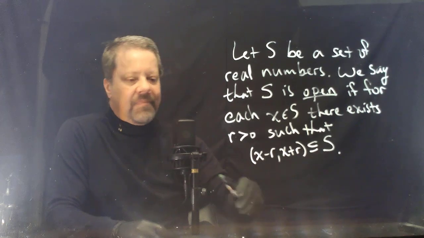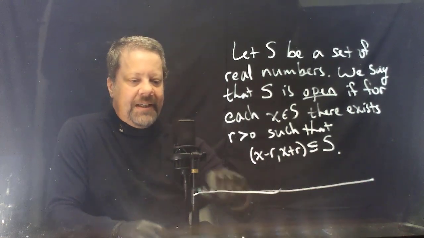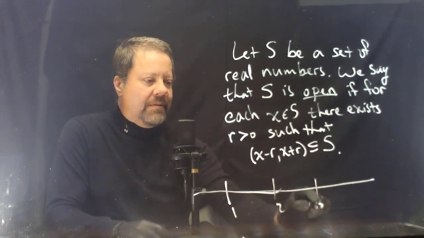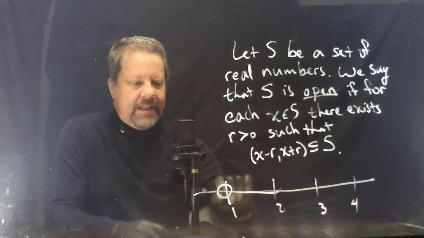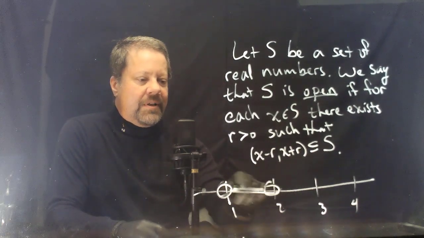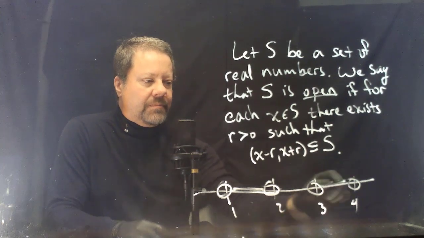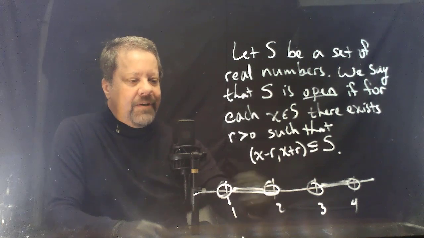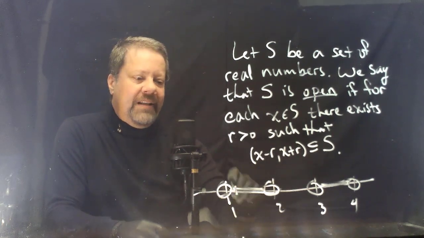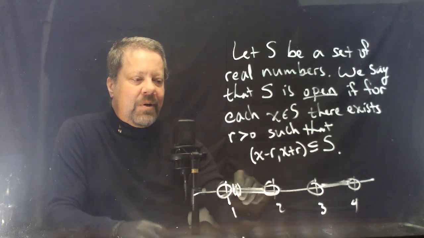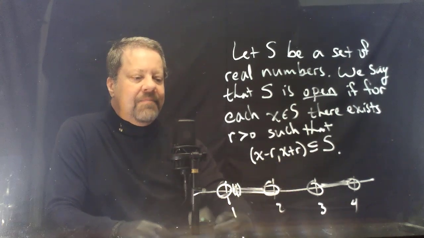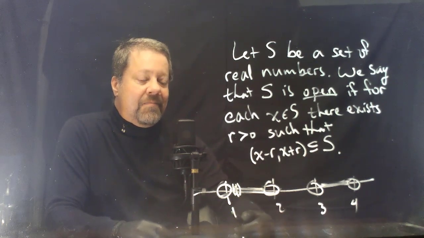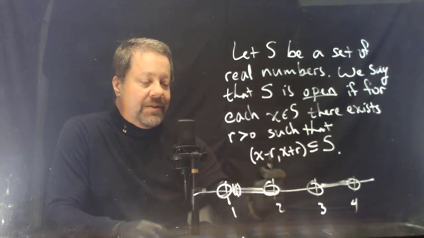As an example, suppose I have the numbers between, say, 1, 2, 3, 4. We're going to take these numbers and these numbers to be our set S. How do I know it's open? If you choose any point in there, you can always put a little small interval like this around it that is entirely contained within the original set S. Therefore, this set is open.